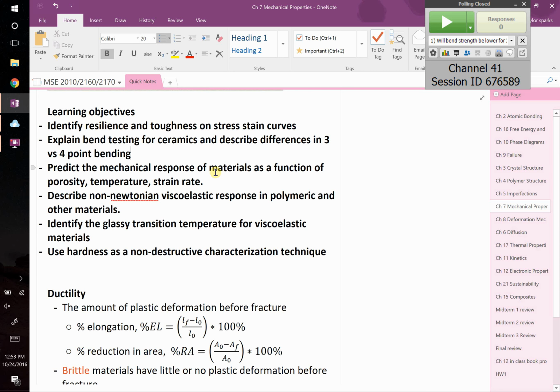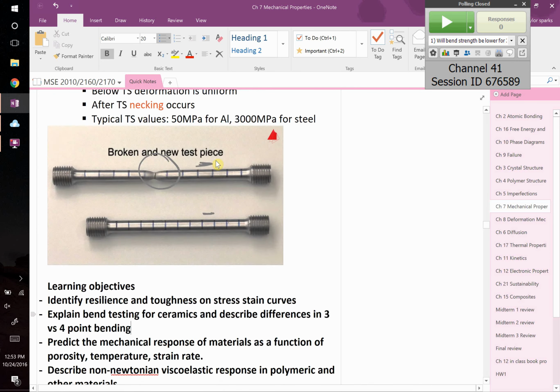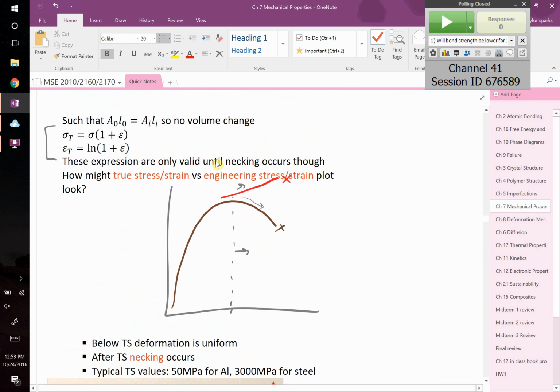Okay, so today we'll pick up where I left off a while ago, which was that we had just gotten to the concept of engineering stress and engineering strain versus true stress and true strain. The big difference, if you remember, is that for engineering stress, if you're pulling on something, you know what its original cross-sectional area was, but we don't know what the instantaneous cross-sectional area is.